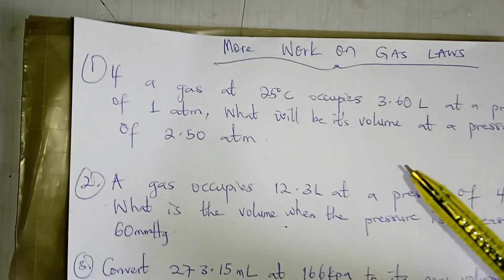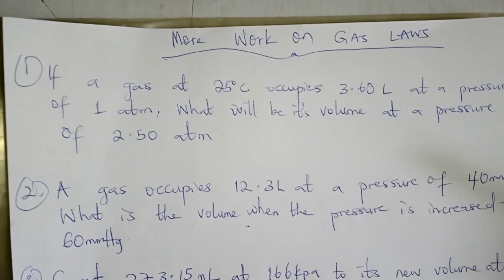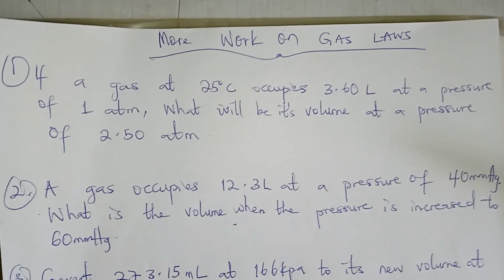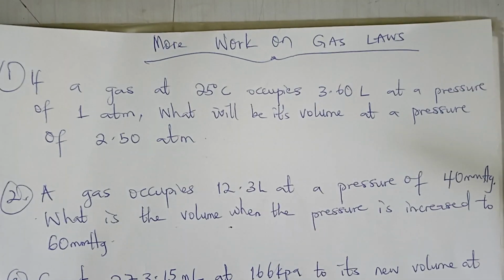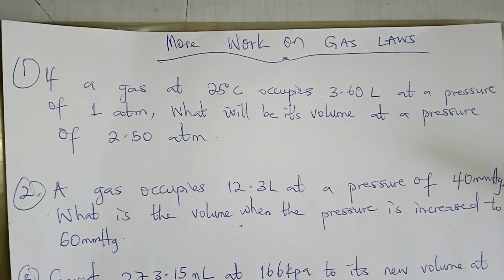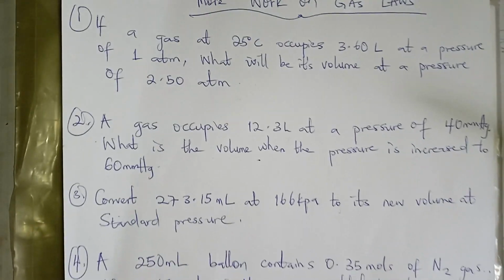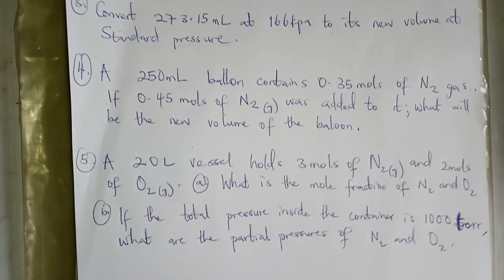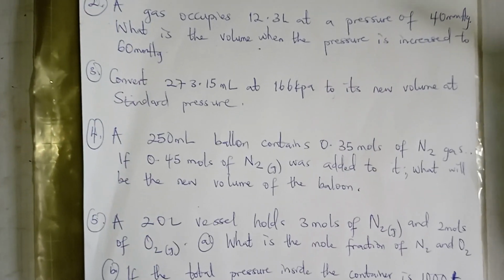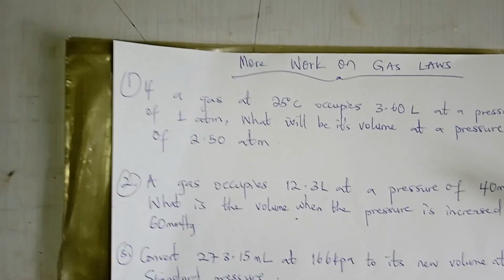So there you have it. It says a gas at 25 degrees C occupies 3.60 liter at a pressure of 1 atm. What will be its volume at a pressure of 2.50 atm? So the second question, the third question, the fourth, the fifth. This is a usual question every year. Now, I need you to understand solving number one.